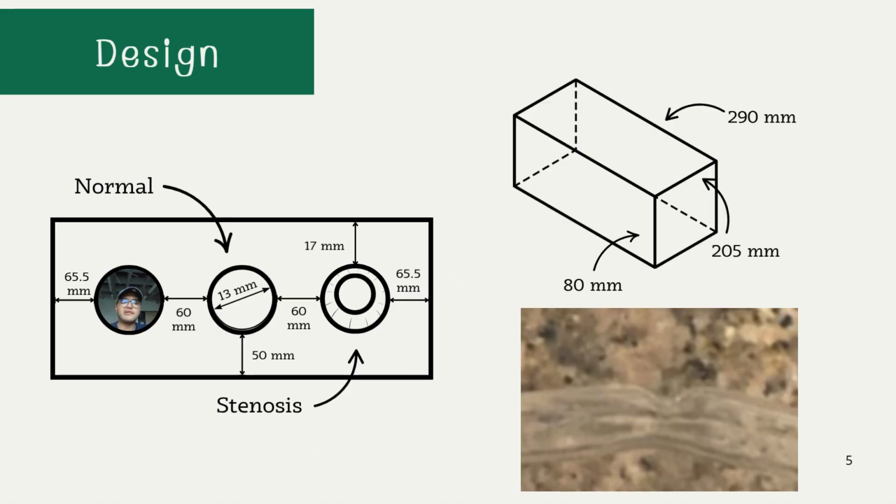The dimensions of our phantom were 290 by 205 by 80 millimeters, and on the lateral faces, we drilled three holes: one for the aneurysm artery, one for the normal artery, and the other one for the stenosis. Each hole was 13 millimeters wide, and they had a separation of 60 millimeters.